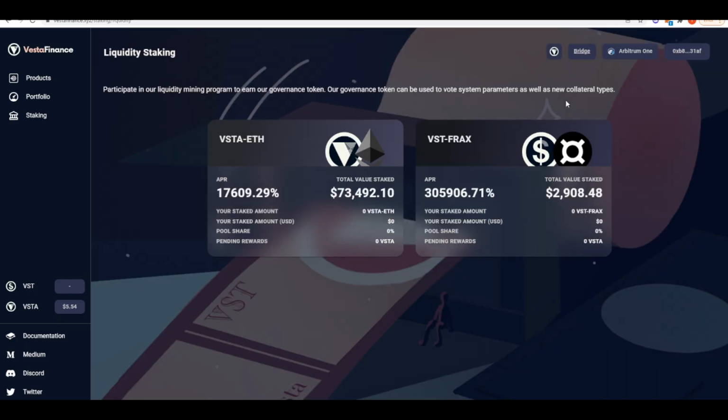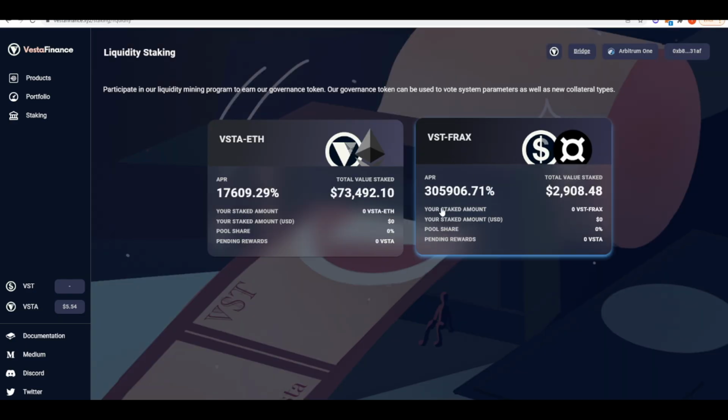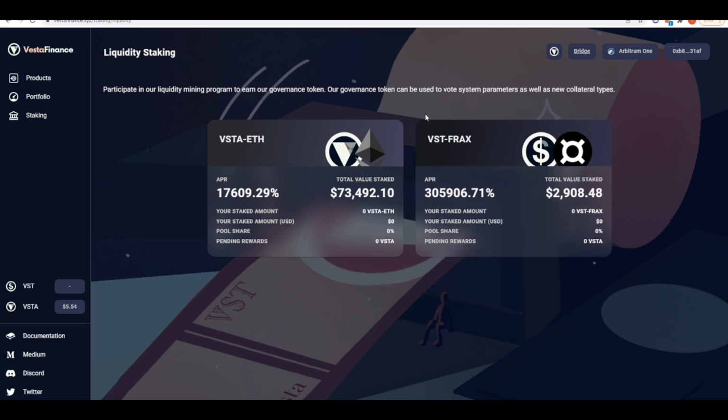And then if I go back to the VST Frax pool, it's quite a high APR. I don't think this number can be correct. This number feels way too high, especially for how popular Vesta Finance is and all of the whales I know who are aping in.